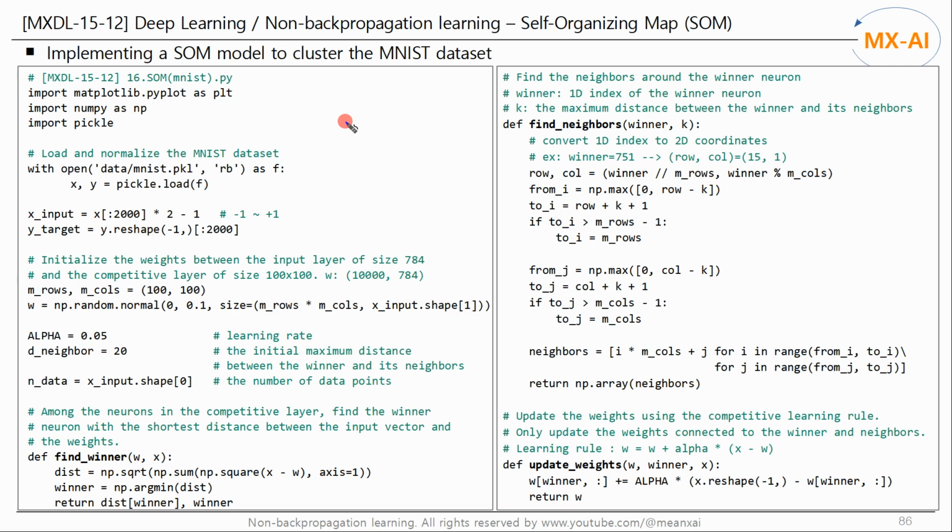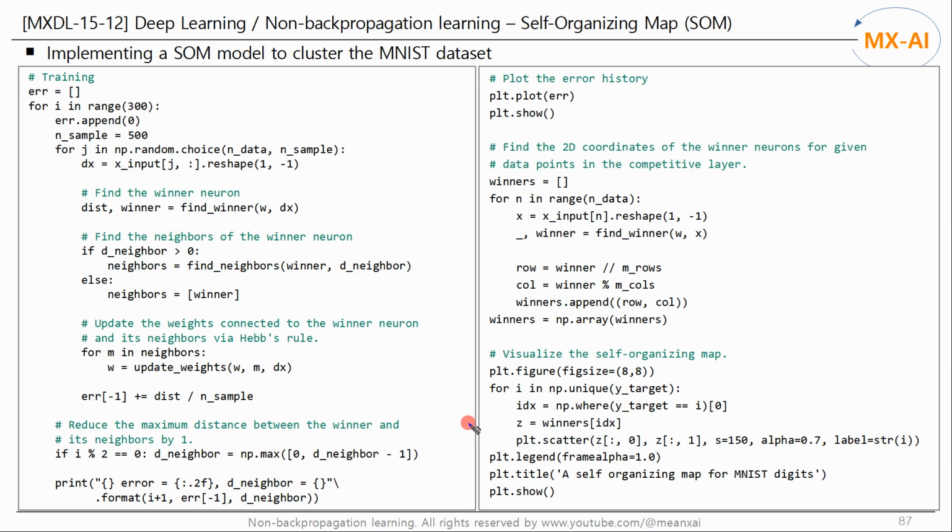Finally, let's implement the SOM model to cluster the MNIST digits. Load and normalize the MNIST dataset. This will take a long time, so we will only use 2000 MNIST images. We set the size of the competitive layer to 100 by 100. The rest is the same as the previous code. This part is also very similar to the previous code, so I will skip the explanation.